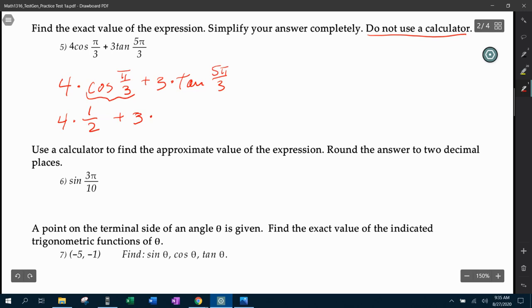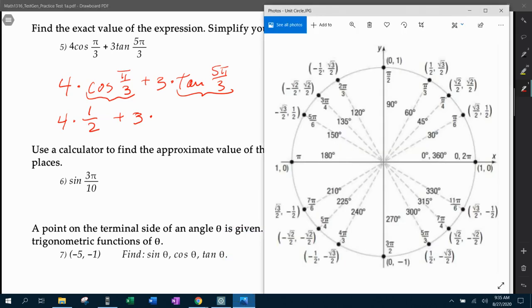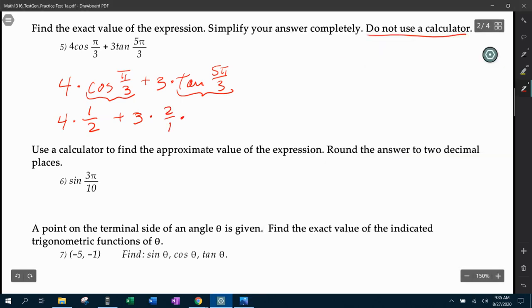And then we're going to need to find the tangent of 5 pi over 3. So if we bring that unit circle back up, we're going to come around to 5 pi over 3, which is over here at 300 degrees. And we need tangent, which is the reciprocal of x times y. So that's going to be 2 over 1 times negative square root of 3 over 2. That comes from the tangent.